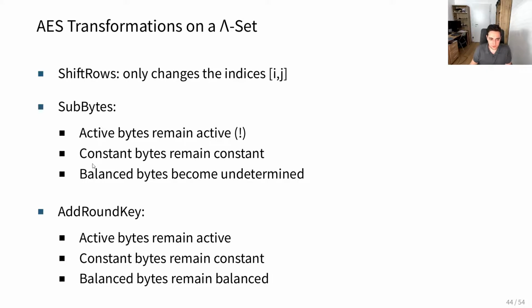Okay, so this is what SubBytes does. Sorry, what about AddRoundKey? Well, in AddRoundKey, the active bytes remain active, so it doesn't change anything. The same holds for the constant bytes, and also for the balanced bytes. So nothing changes here.